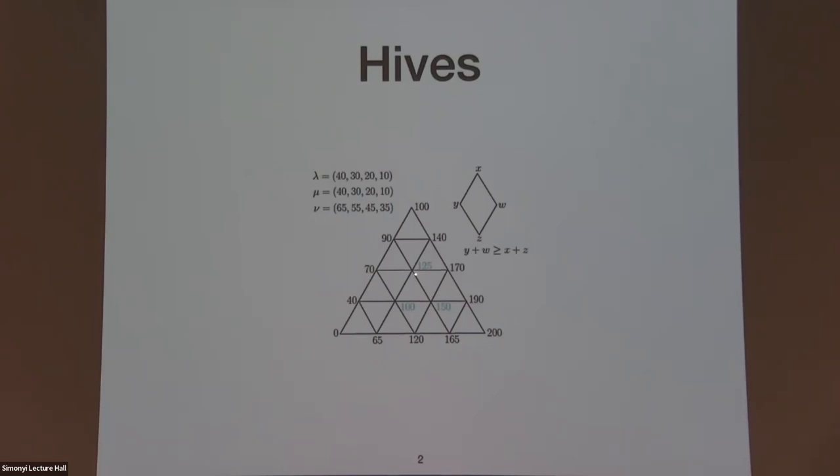A hive is a filling of the lattice points in the interior with either integers, as was the original application of Knutson and Tao, or in our case, mostly real numbers, with the property that for every such rhombus, the sum of the entries on the shorter diagonal, like 90 plus 140, has to be greater or equal to the sum of the entries on the longer diagonal. So here, 100 plus 125 is 225, which is therefore less than or equal to 230, which is the sum of these two. So this condition has to be true for every rhombus, not just these vertical rhombi, but this rhombus, and so on. If this is the case, then we say that this is a hive.